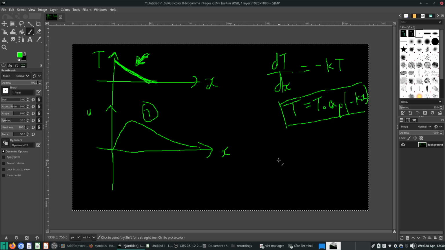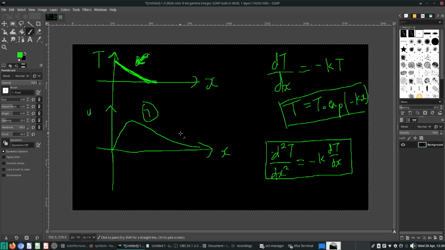If we take a further derivative of this, we have d2T dx squared. What happens? We'll just have k dT dx. So if it's an exponential curve, this is what the equation will look like: d2T dx squared equals some constant in front times dT dx.